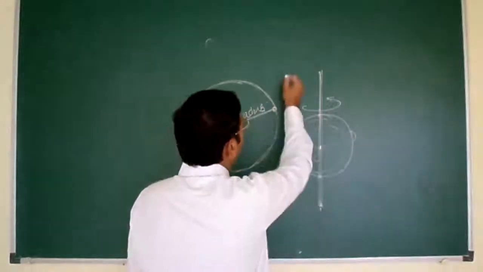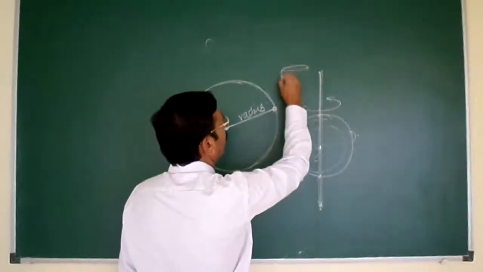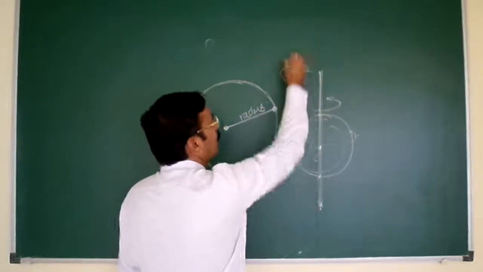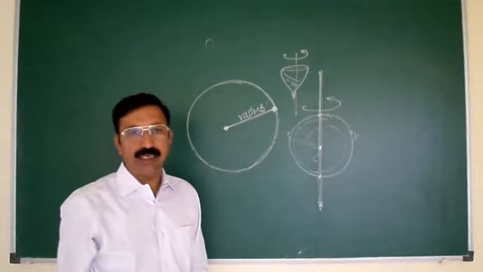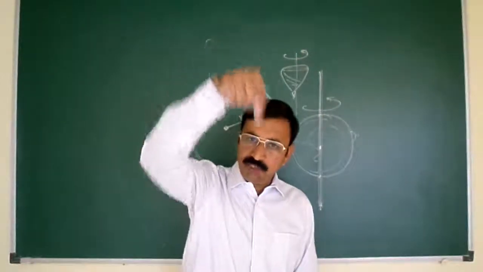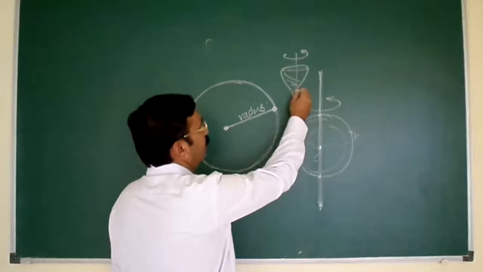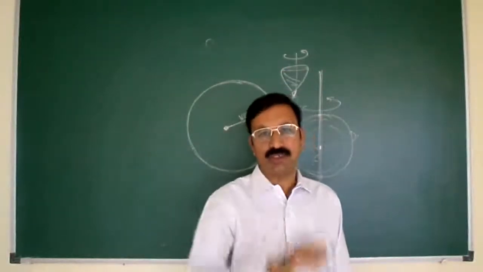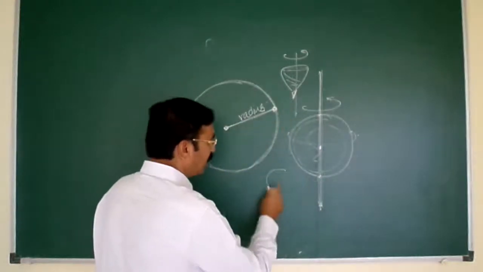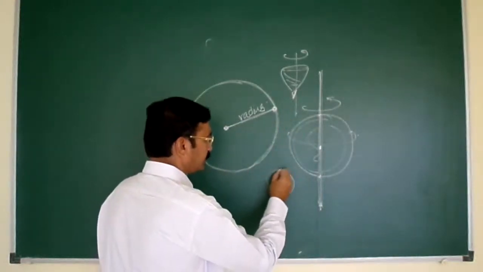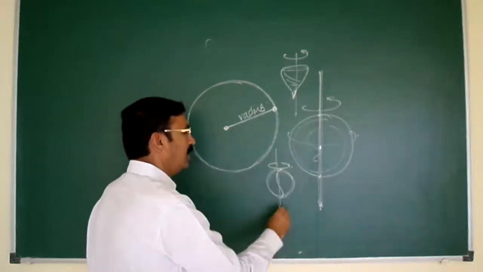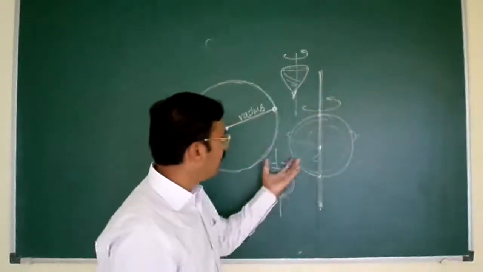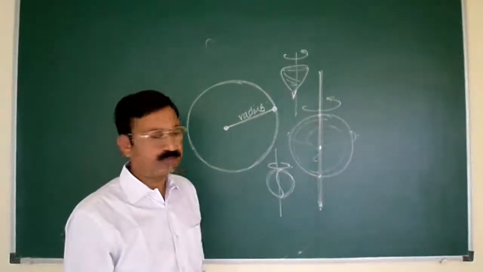If we take a top, the top rotates about the axis of rotation which passes through it. So the spinning motion of the top is rotational motion. If we take a ball and spin it, it performs a rotational motion. And there are many other examples of rotational motion.